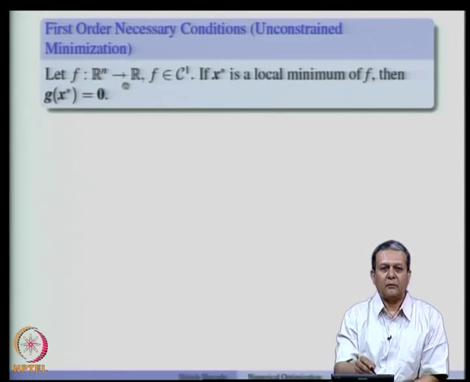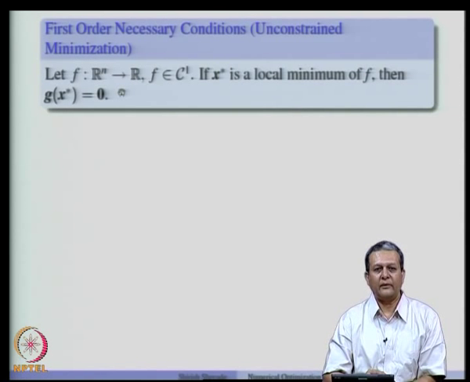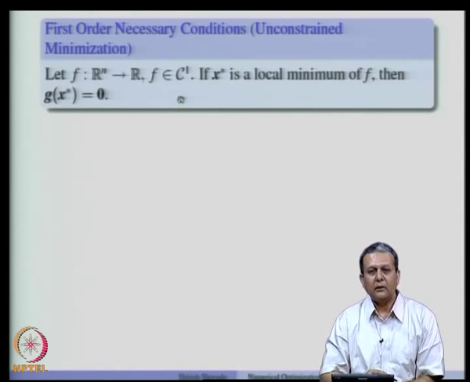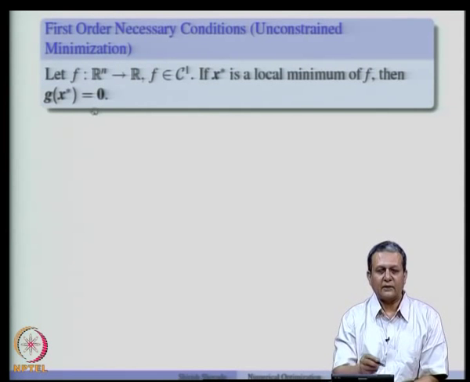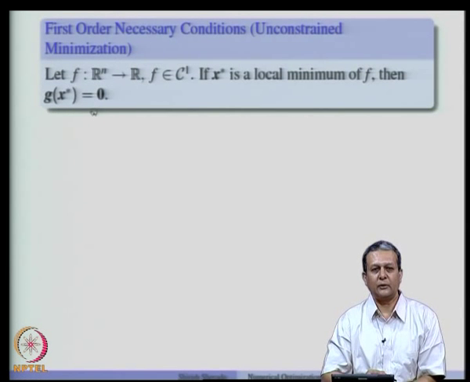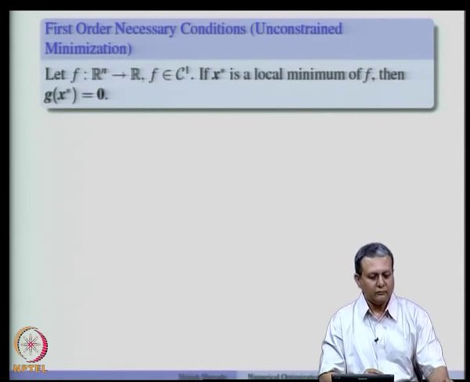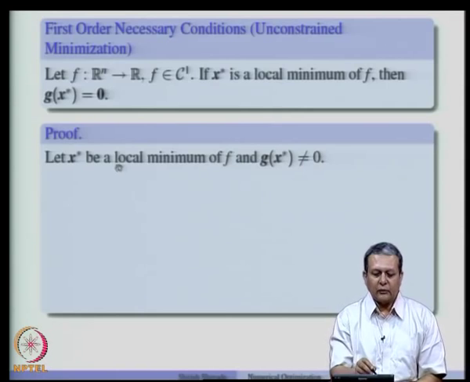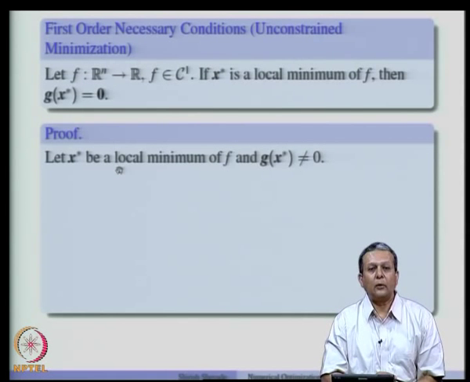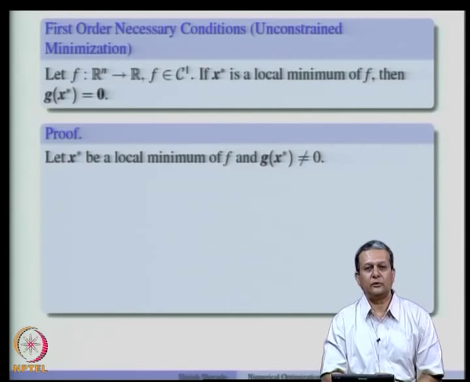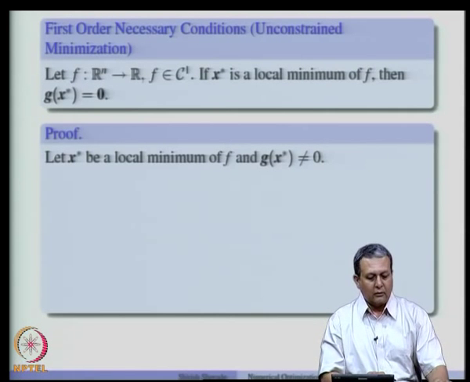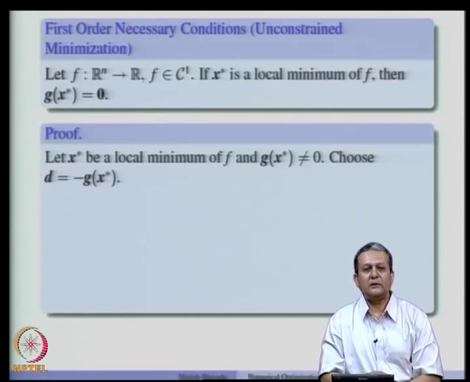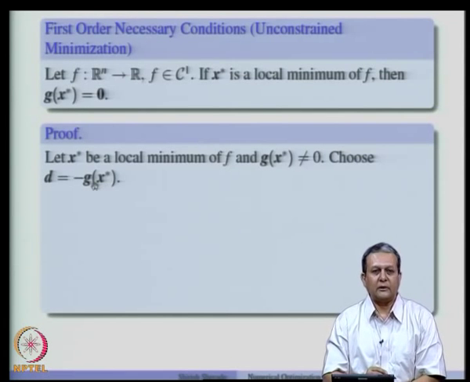So, let us consider a function from R n into R, and f is continuously differentiable. Now, if x star is a local minimum of f, then the claim is that g of x star is 0. Let us prove this result. Let us assume that x star is a local minimum of f and g of x star is not equal to 0. Now, let us choose d to be minus g of x star.